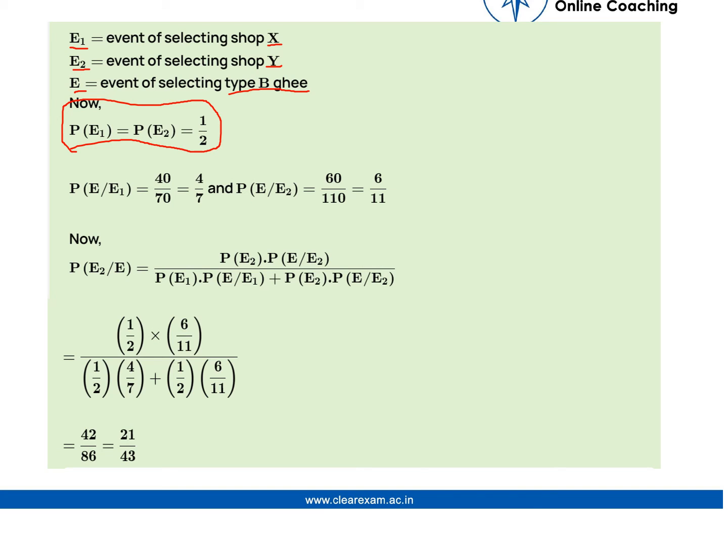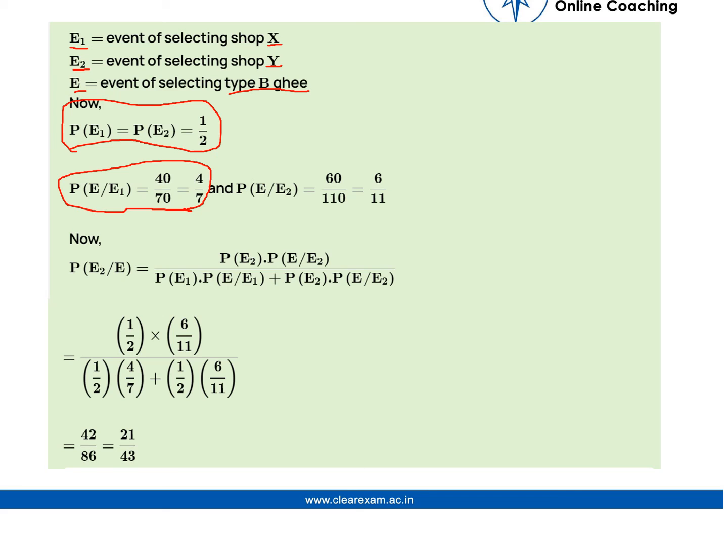Now we calculate the probability for selecting B type ghee if shop X is selected, that is 40 by 70, because there are 40 tins of type B ghee in shop X and a total of 70 tins of ghee in shop X.